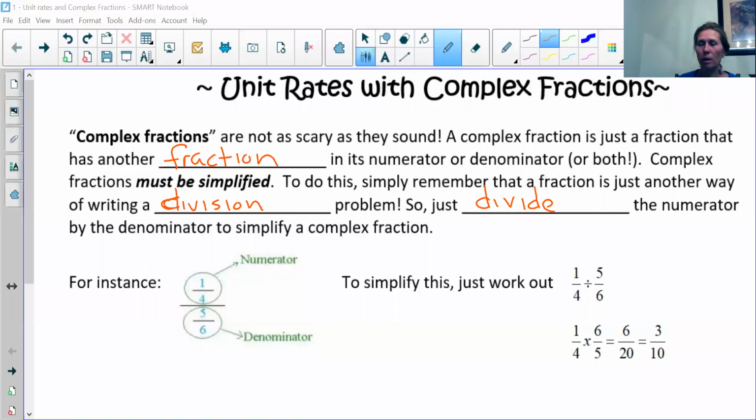While I'm sharing my screen, if you don't mind, please go ahead and make sure you have printed out your notes and your practice worksheets. All right, let's begin. So unit rates with complex fractions.